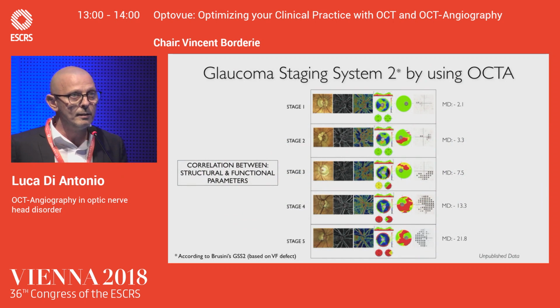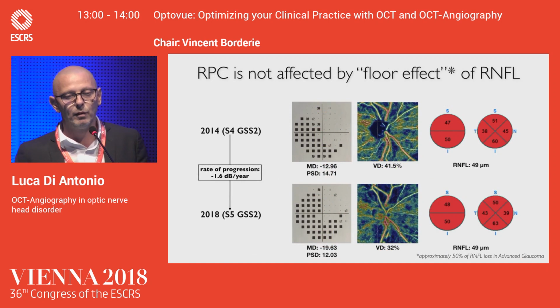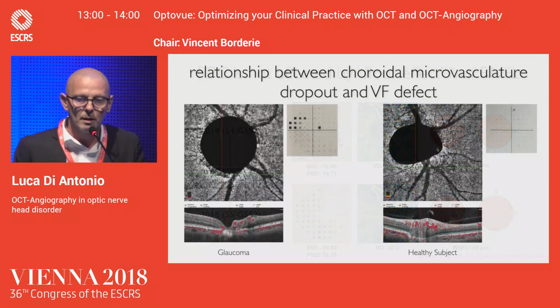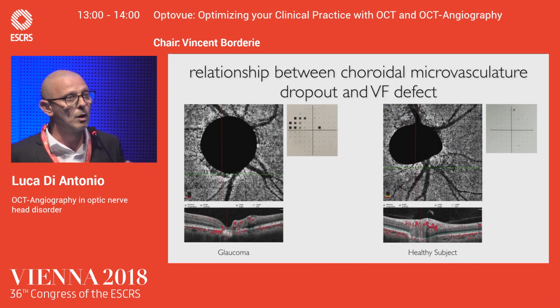And so, with OCTA, it's possible to obtain a certain glaucoma staging system like visual test. And like I said before, RPC is not affected by the floor effect of RNFL, because if you see this case, this patient from 2014 to 2018, there is a progression of glaucoma, and it's possible to see the sign of the progression only with visual field and vessel densities, because there is a floor effect and the reduction of the RNFL is no longer measurable. And then there is a relationship between the choroidal microvasculature dropout and visual field defect.